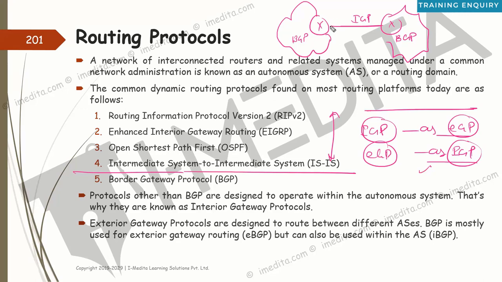So to perform the routing between the autonomous systems, typically go for an EGP protocol, and to perform the routing within the autonomous system, go for any IGP protocol. You might need to perform the redistribution from IGP to EGP and EGP to IGP, so that the routes can be exchanged from one point to another point.